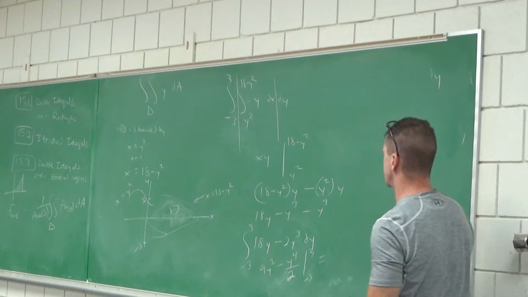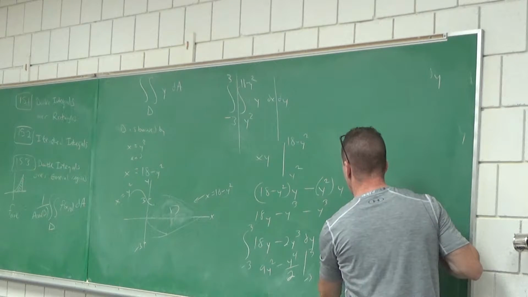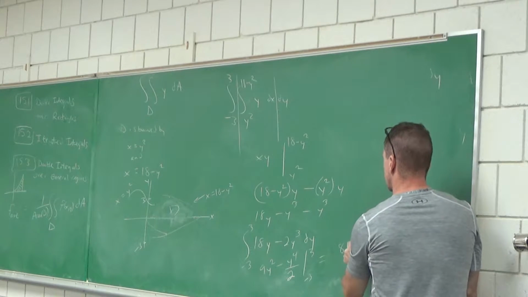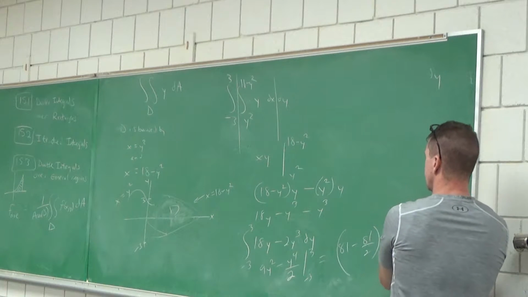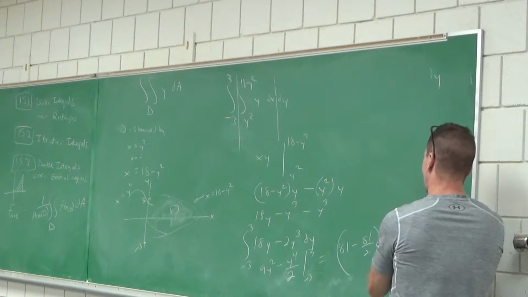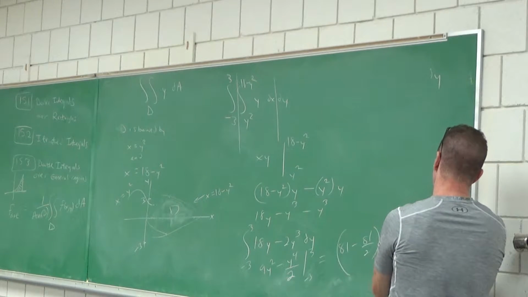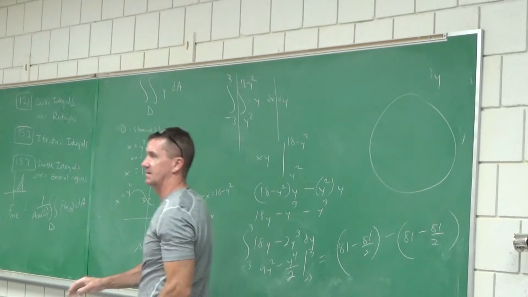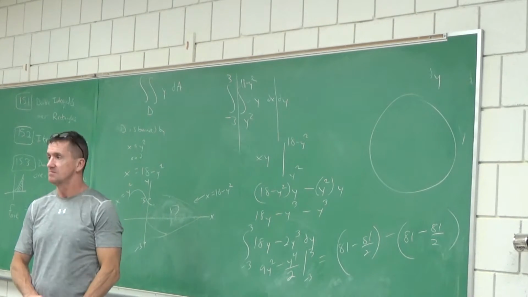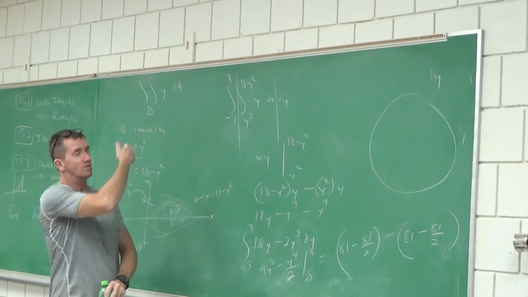Let's see what we get. 9 times 3 squared is 81, minus 81 over 2, minus, yep, 81. Just like we thought. What do you get? Let's see it. 0. We evaluated that out. So what's that saying?